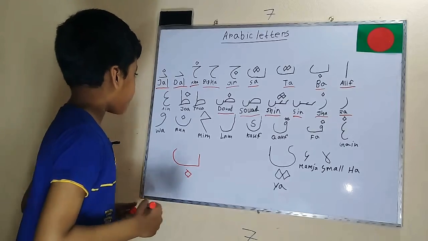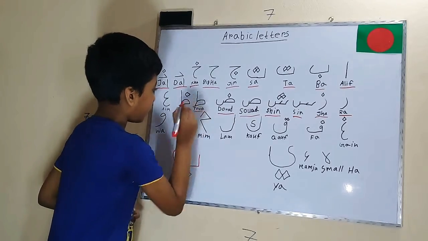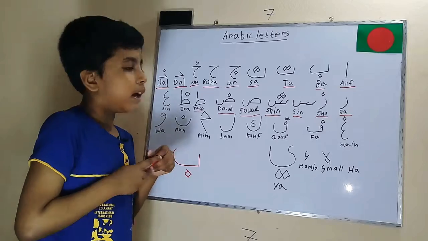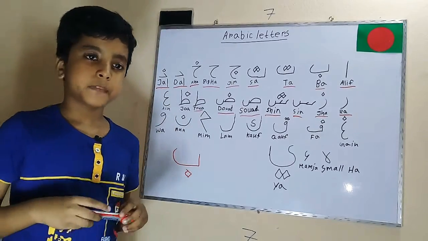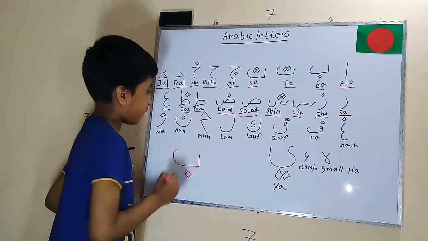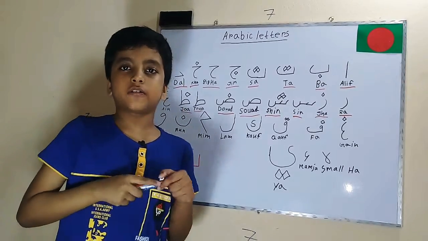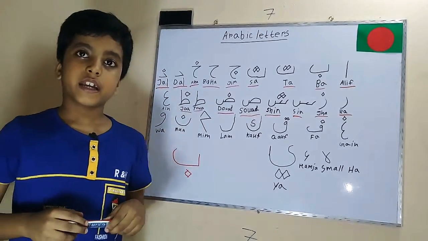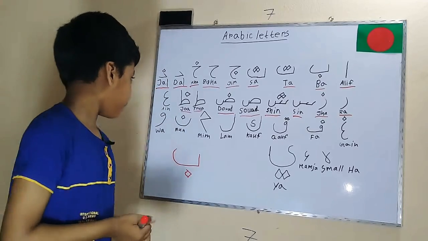So next we have toa. Toa makes the sound t, and it is pretty similar to zoa. Next we have zoa. Zoa makes the sound z, and it is pretty similar to toa.